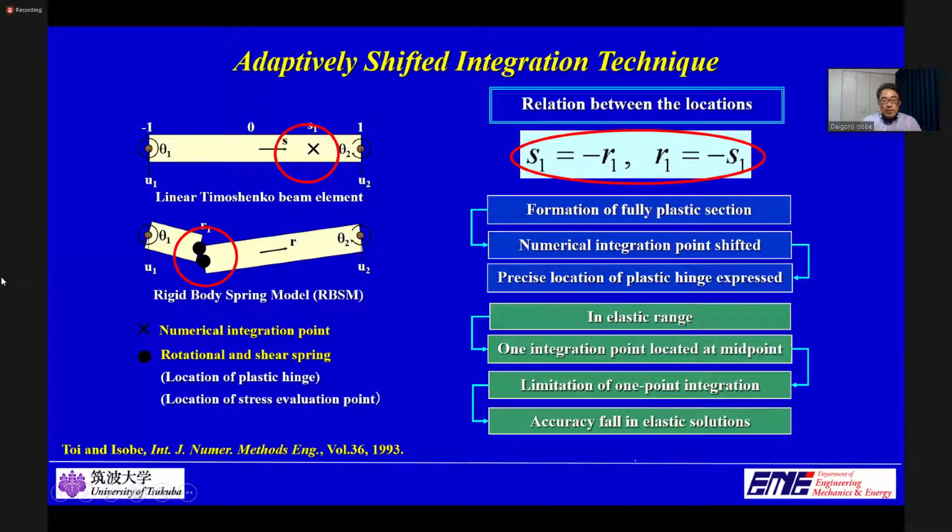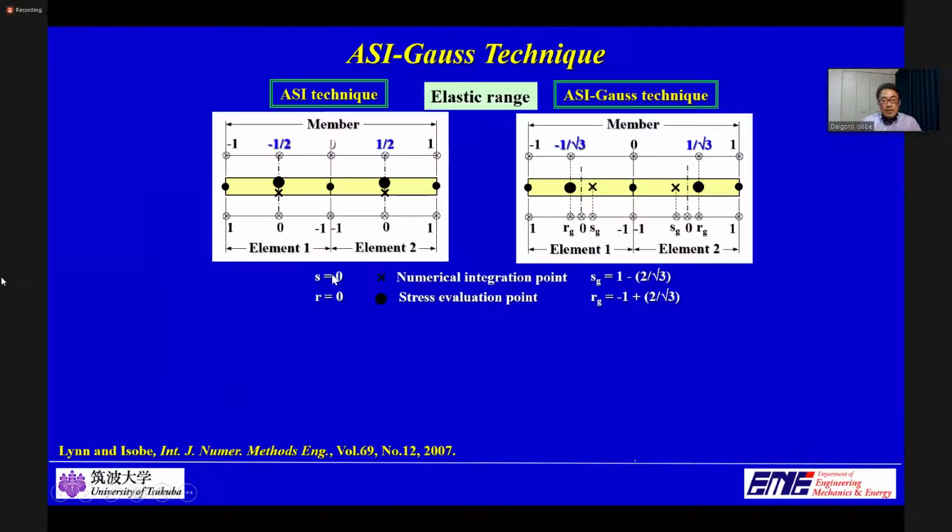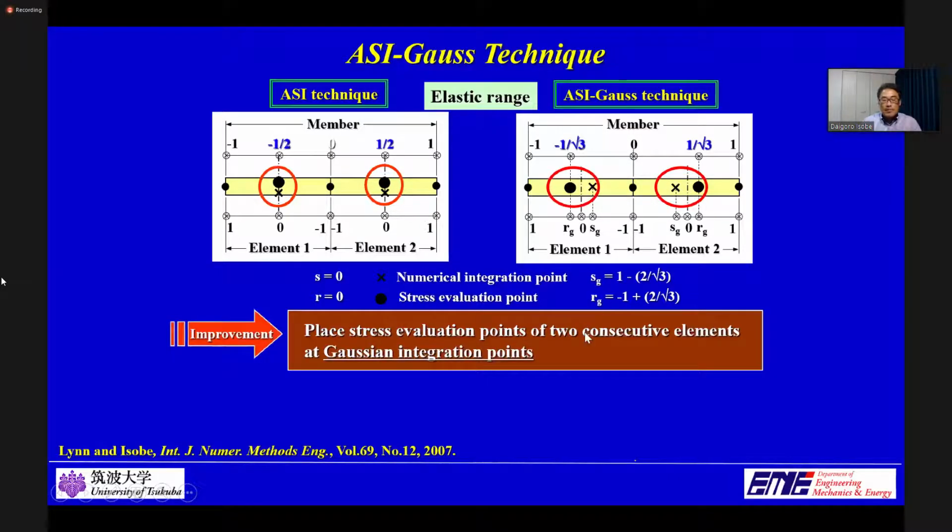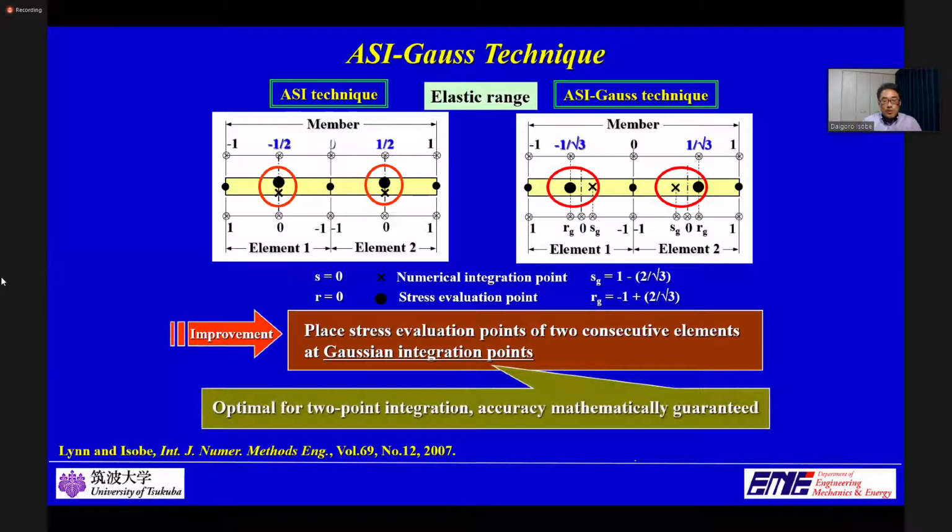So we try to improve the accuracy in the elastic range by simply changing the initial location of the numerical integration point. In the formerly developed ASI technique, the initial location in the elastic range is at the midpoint of each corresponding element. Instead, we place the numerical integration points of the two consecutive elements forming an elastically deformed member in such a way that stresses and strains are evaluated at the Gaussian integration points of the two-element member. Gaussian integration points are known to be optimal for two-point integration, and accuracy in bending deformation is mathematically guaranteed.